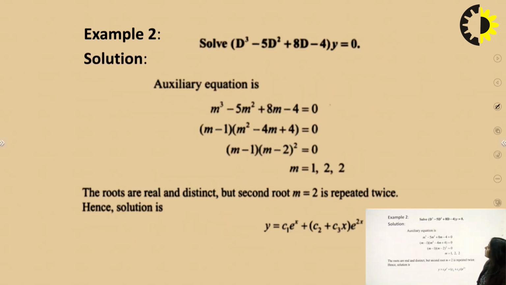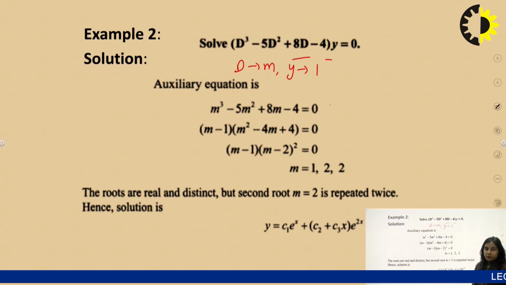Now the next example is we have to solve (D^3 - 5D^2 + 8D - 4) y = 0. So to find the auxiliary equation, we will replace D by m and y by 1. So the auxiliary equation is m^3 - 5m^2 + 8m - 4 = 0, and the factors of this equation are (m - 1)(m - 2)^2 = 0. So the roots are m = 1, 2 and 2.